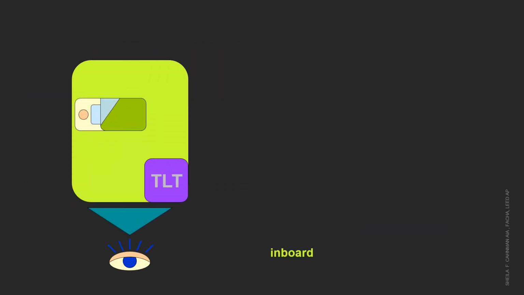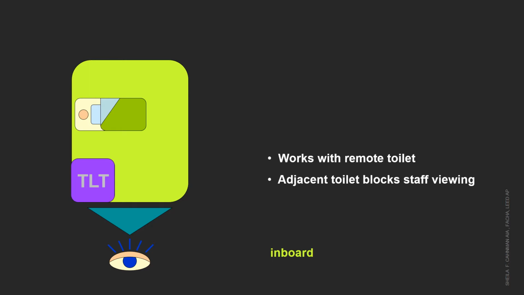One concept is to look at inboard toilets, toilets that are along the corridor side. This worked pretty well when we had the toilets across the room because you could have windows or doors directly looking in at the patient. However, if we want to move the toilet closer to the patient, it'll start blocking the view of the staff and potentially having a throat into the room or a vestibule into the room.